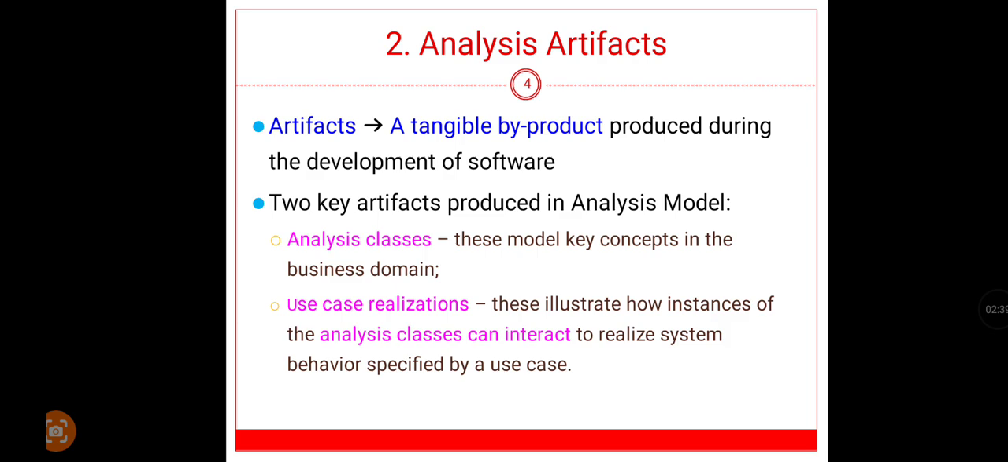Second one is use case realization. Use case realization explains how different analysis classes work together to complete a particular task requested by the user. For example, when a student registers for a course, the student class interacts with the course class and the registration class to complete the registration process. This interaction is represented through a use case realization. So to summarize, analysis classes represents the important entity in the system. Use case realization describes how these entities interact to perform a specific function. These artifacts help developers understand the system clearly before moving to the design and implementation stages.